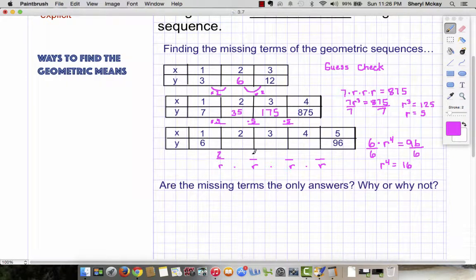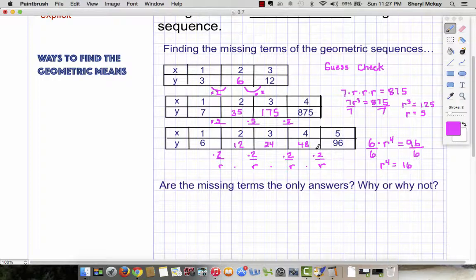My constant ratio is going to be times 2. 6 times 2 is 12. 12 times 2 is 24. 24 times 2 is 48. And 48 times 2 is 96.